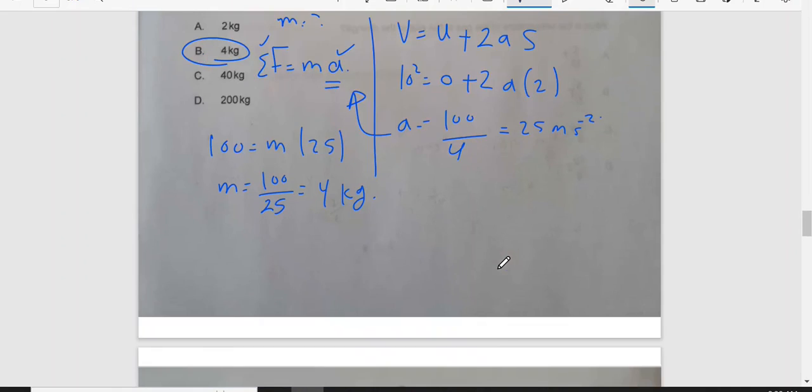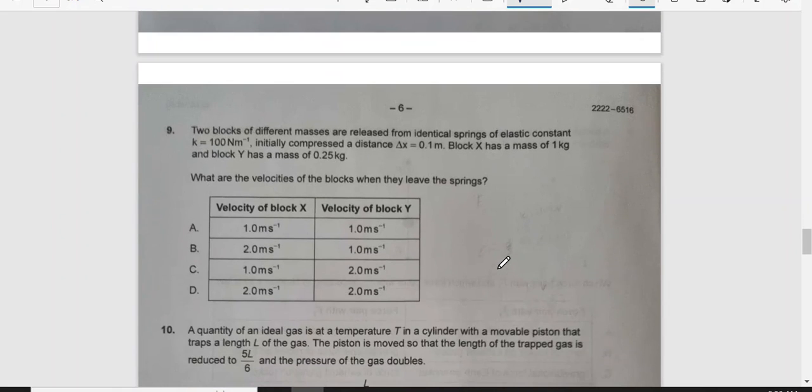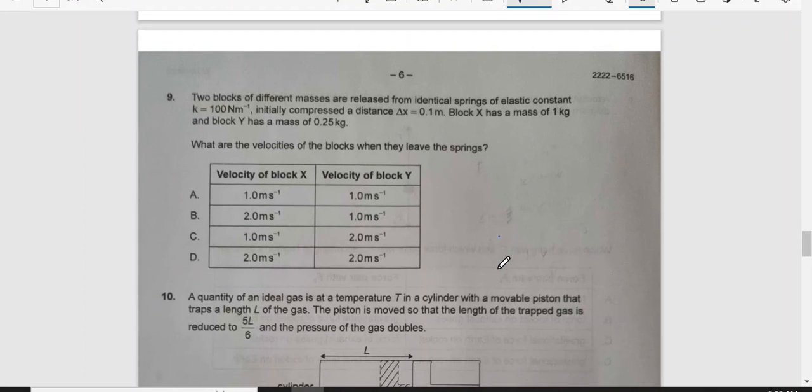Now question 9. This is the last question in mechanics. You have 2 blocks with different masses that are released from identical springs. Identical springs means we will have the same spring constant. The elastic constant k is 100 newtons per meter, and the springs are initially compressed.